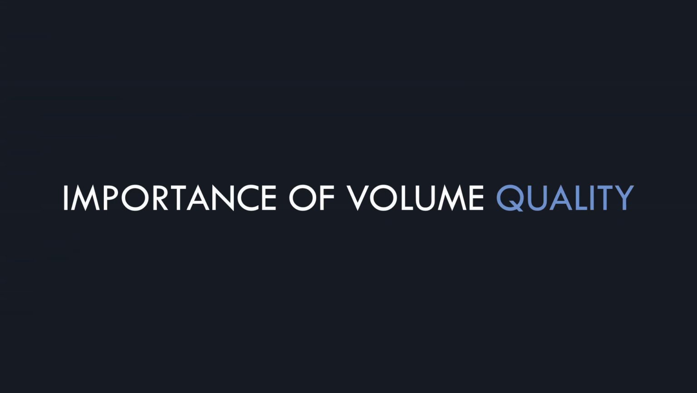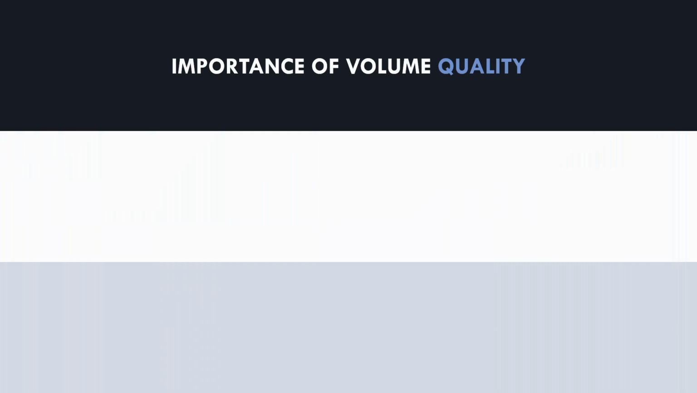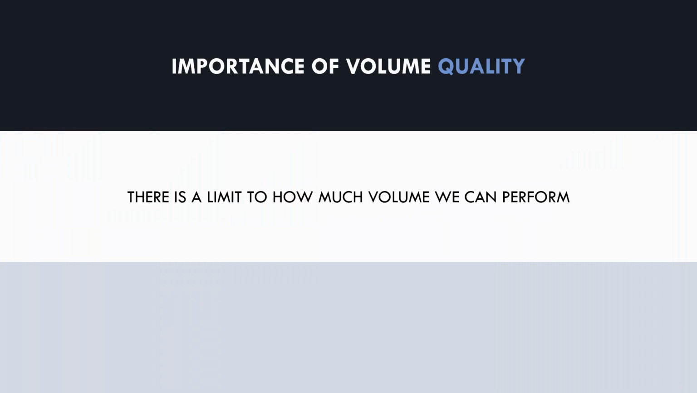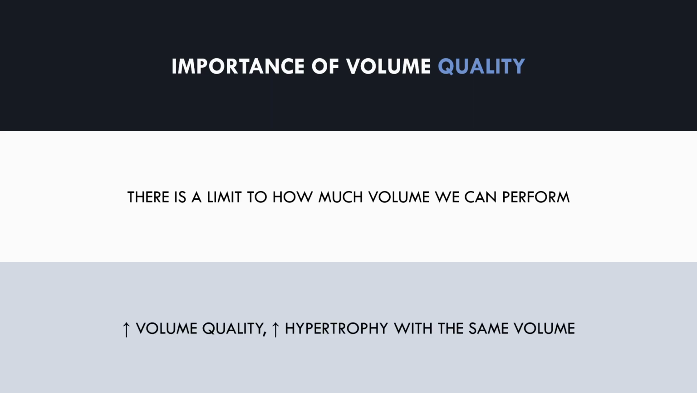There is one primary reason that we want to make volume quality as high as possible. This is due to our finite recovery capacity. There is a limit to how much we can train, and training more than this will breach our systemic recovery capacity. Because of this, we need to make every single set of exercise as stimulative as possible to maximize how much hypertrophy we can achieve with a certain volume. Let's use an example to demonstrate this point.